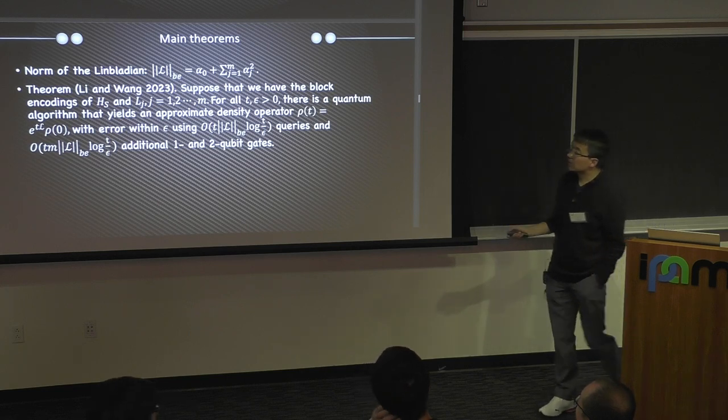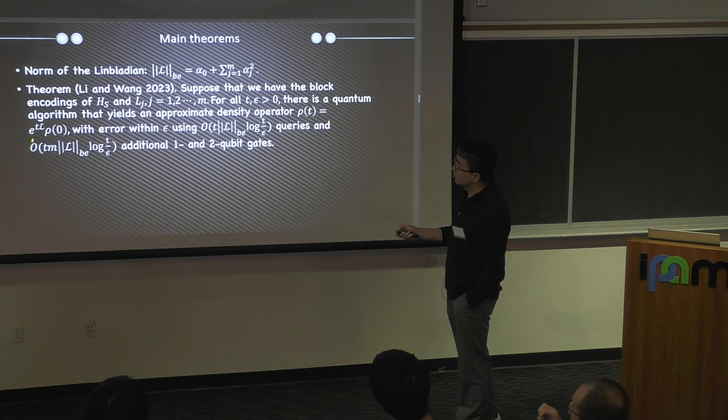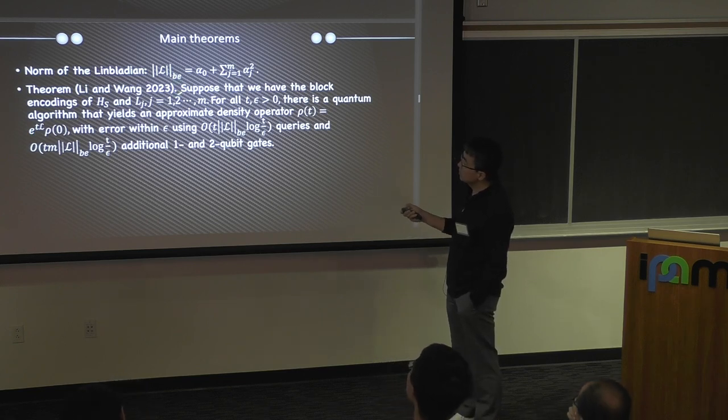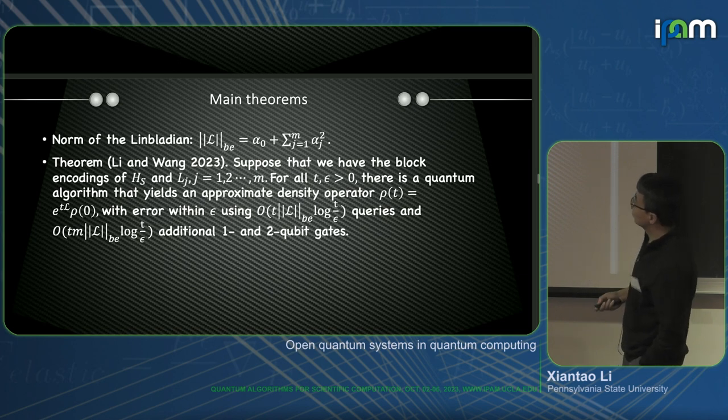So in the end, the complexity comes out to be linear in terms of time. And then this norm came out of the block encoding. So in the block encoding, you need to upper bound the spectral norms, and these are the bounds of those norms. So we use this measure in the error analysis, and it also comes out in the final complexity.